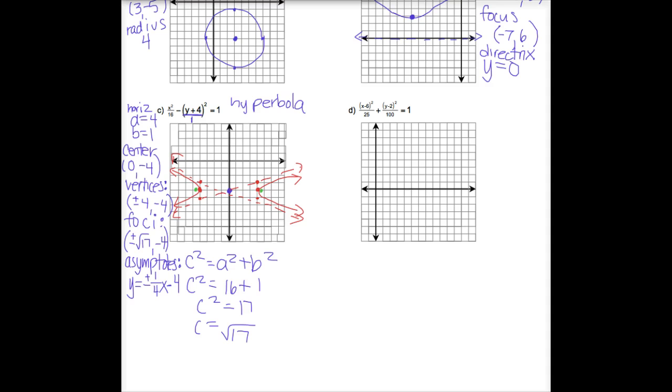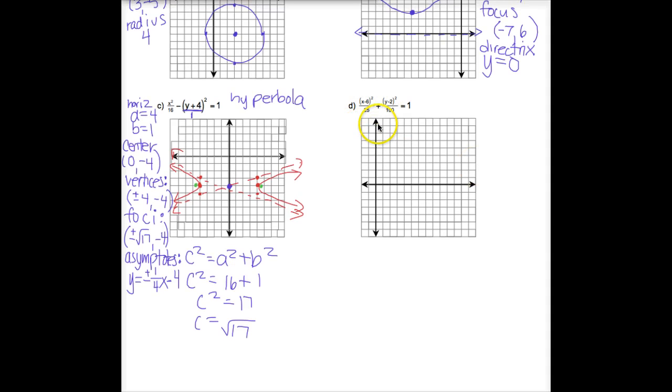All right, last one. If I look at this, x and y are both squared. They've got denominators. It's equal to 1. This one has to be an ellipse. So when I look at an ellipse, remember whichever number is bigger, that's my a value. So I can say here that a is going to be the square root of 100, or 10. B is going to be the square root of 25, which is 5.